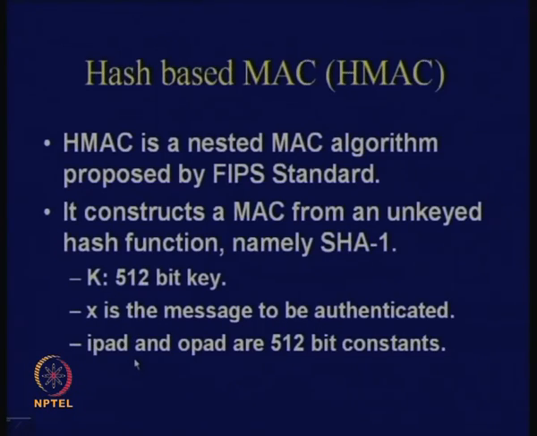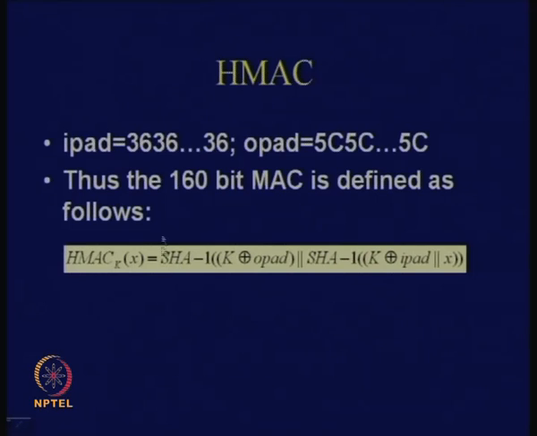Here there are two constants, called IPAD and OPAD. IPAD is called so because it is the inner pad, and OPAD because it is the outer pad. That is just the way the nomenclature works. These are all 512 bit constants: IPAD is 36 repeated, and OPAD is 5C repeated. So these are some constant values.